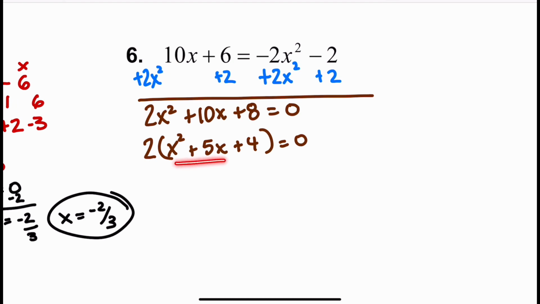We want to see if we can factor inside this parenthesis here. Now there's not a number in the front, so this is easy factoring. We're looking for 2 numbers that multiply to 4 and add to 5.